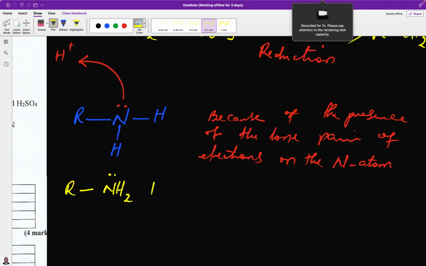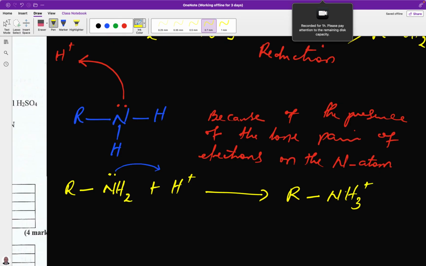It will react with an incoming hydrogen ion by donating a lone pair of electrons to this hydrogen ion, and the bond formed will be a coordinate bond. It will be an arrow, because this one will attach itself here. So that property is the presence of the lone pair of electrons on the nitrogen atom.